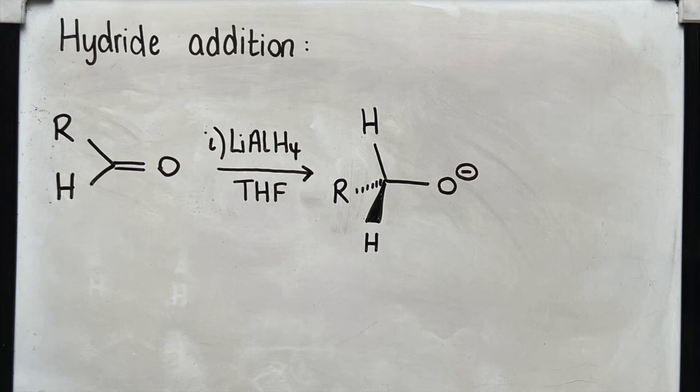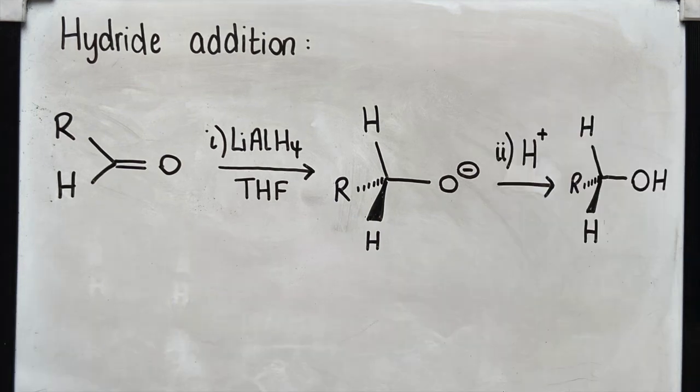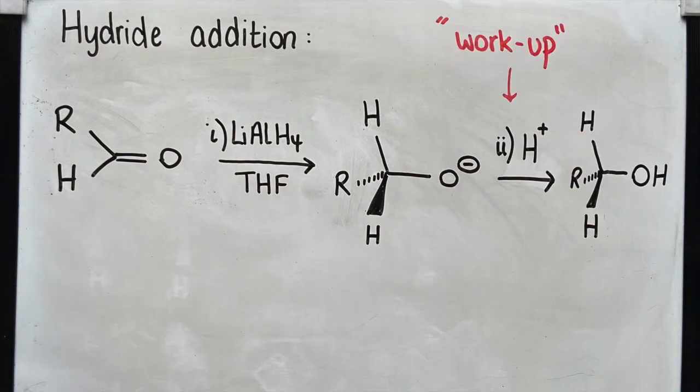In this reaction, the first step involves treating the carbonyl compound with lithium aluminium hydride in a THF solvent. We form the tetrahedral intermediate species. In a separate second step, often called a workup step, we carefully protonate the negatively charged oxygen atom. It is important to recognize that the separate steps are represented like this with Roman numerals.